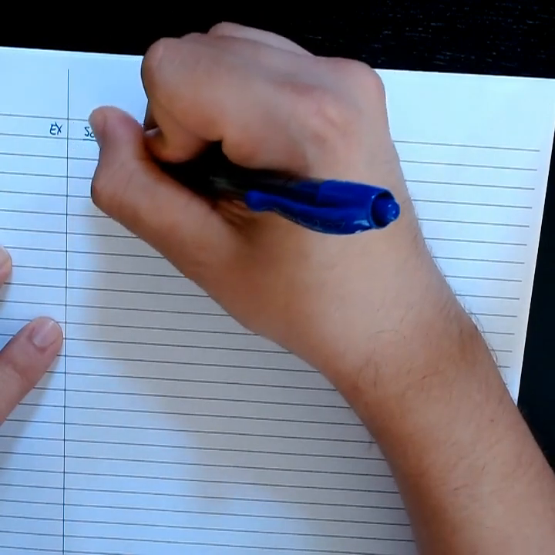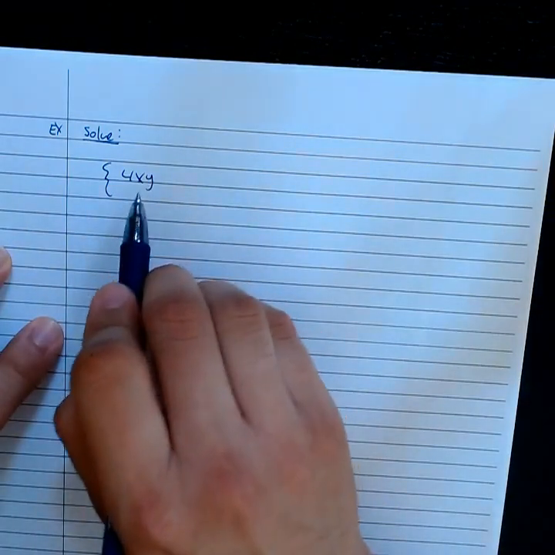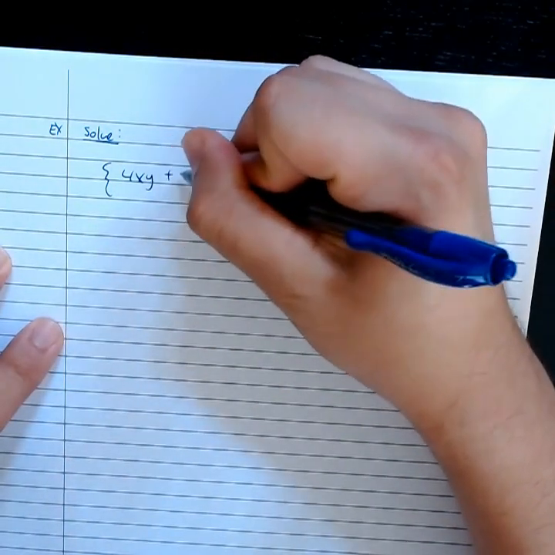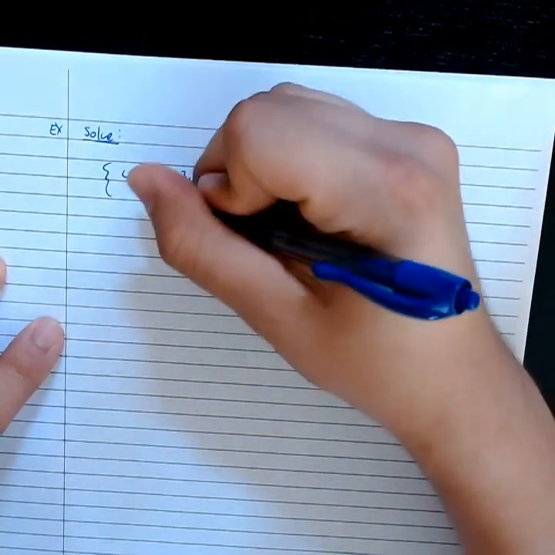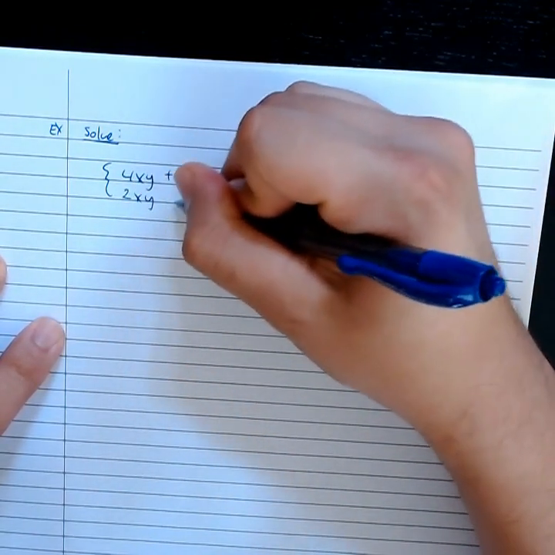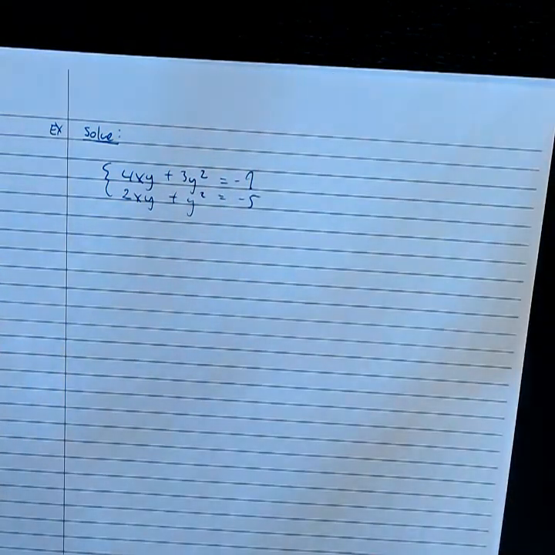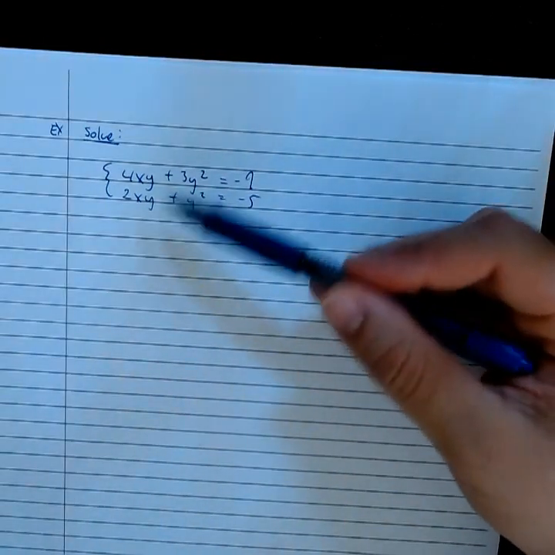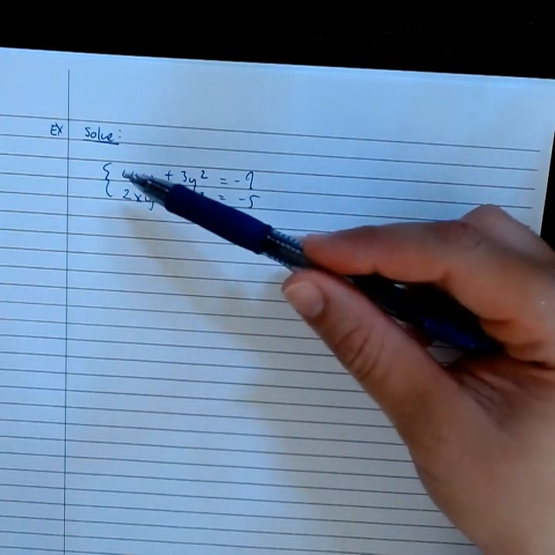The first system we're going to start off with is going to be 4xy. Notice that's not linear anymore. Plus 3y squared is equal to -9. And here 2xy plus y squared is equal to -5. So now here what we want to do is eliminate one of these by adding the equations together. We can either choose to eliminate this or this.